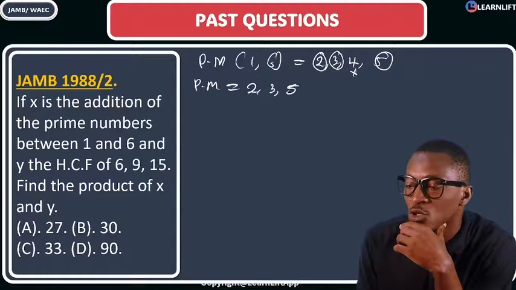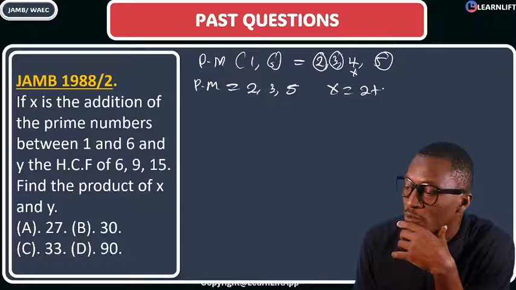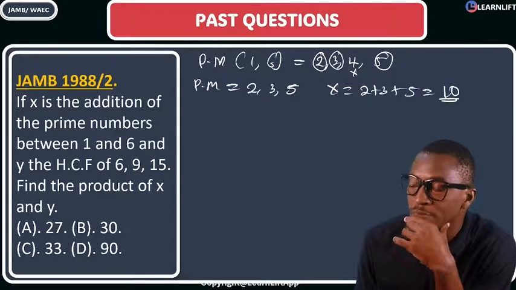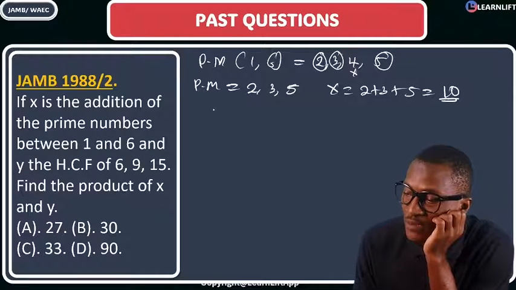Now what is x? They say x is the addition of the prime numbers. So our x will be equal to 2 plus 3 plus 5, which will be equal to 10. So let's get y. What does the question say y is? y is the HCF. So let's get the HCF.